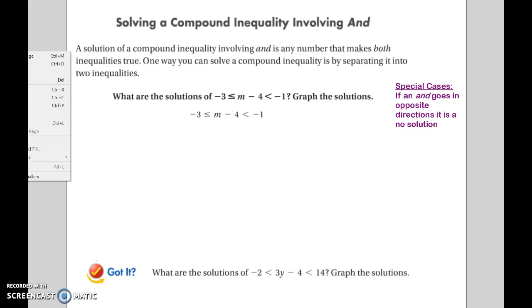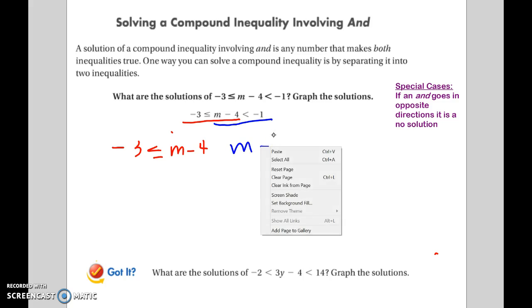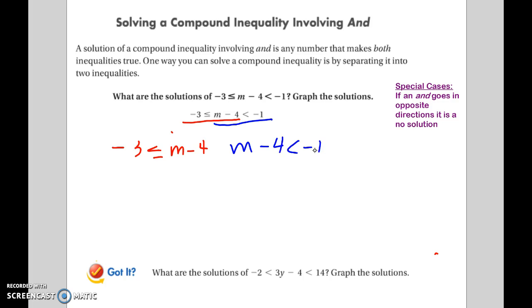When you're solving an inequality with an and, since it meets two parameters, a lot of times it's going to be written all together, because you're saying that the answer to the variable in here is going to fall between the two numbers on the outside. So we are going to split it up into two inequalities. My first inequality is going to be all the way up until the next inequality sign: -3 is less than or equal to m minus 4. My second inequality is going to start at the m here and go past the second inequality: m minus 4 is less than -1. And then I solve them separately.